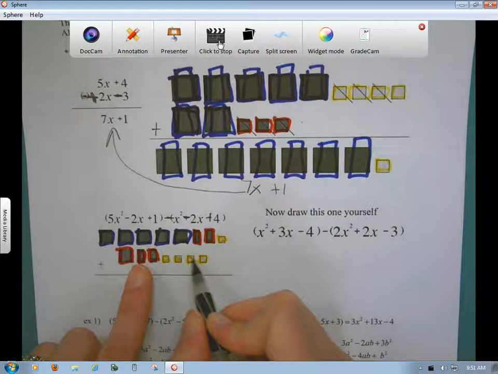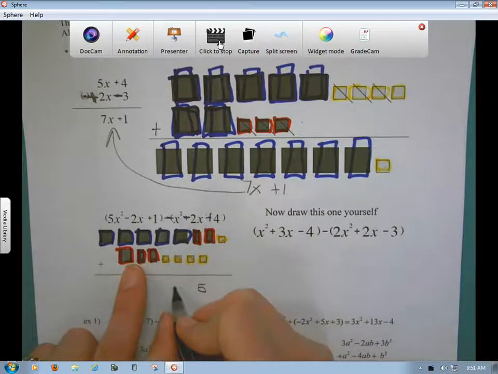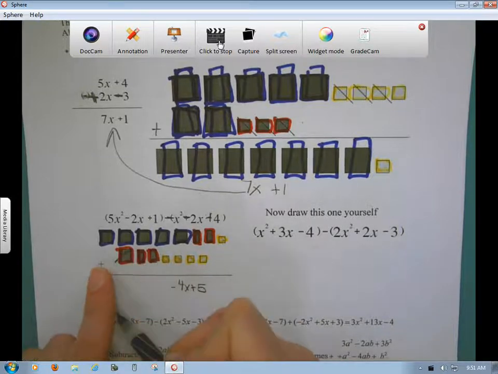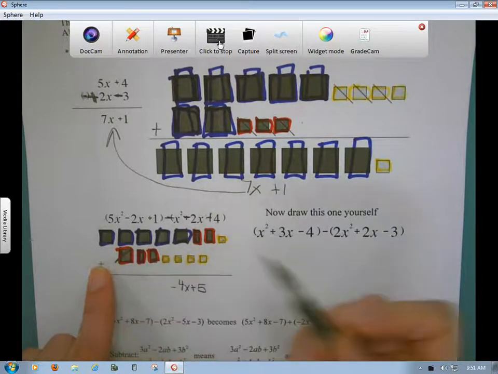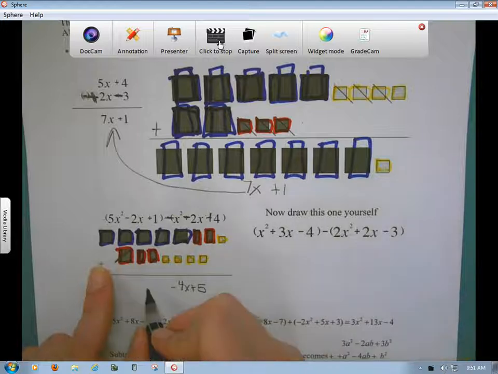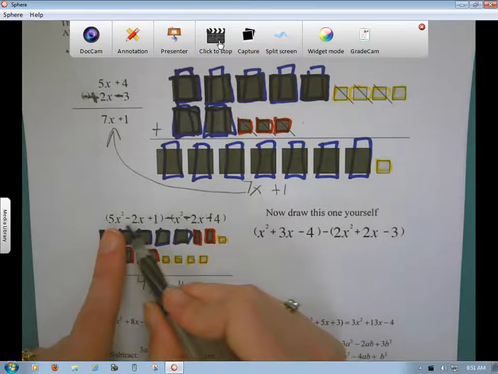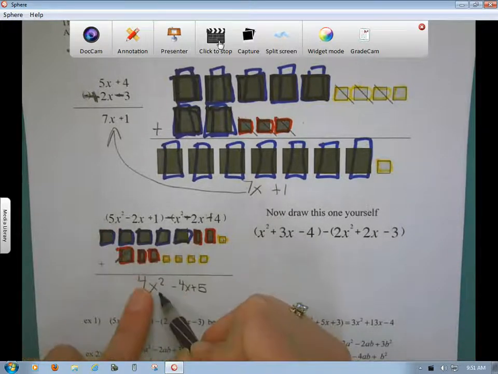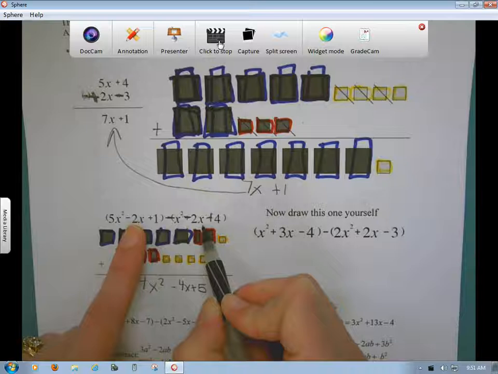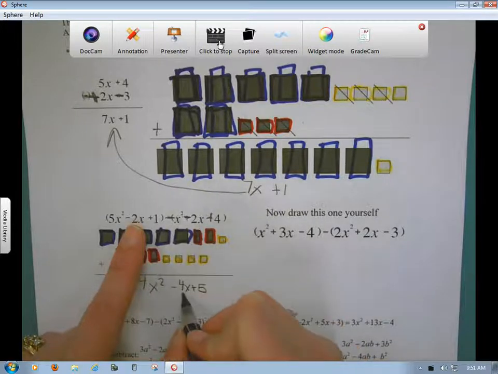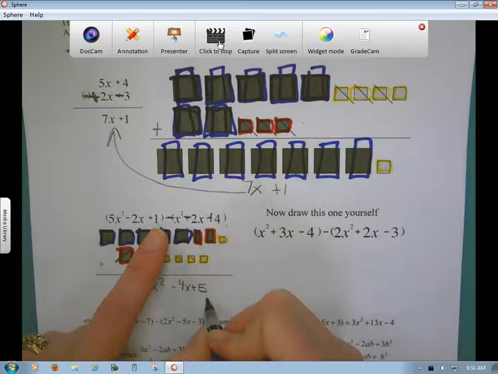1, 2, 3, 4, 5 of these. 1, 2, 3, 4 of these red guys. Those are x's. And then 1 red x squared cancels with 1 blue x squared, leaving 4 positive blue x squareds. And think about it, do the math. 5x squared minus x squared is 4x squared. Negative 2x minus 2x is a negative 4x, and 1 plus 4 is 5.